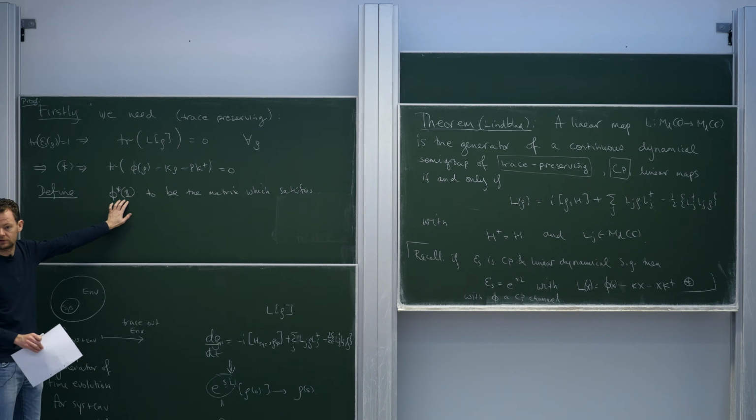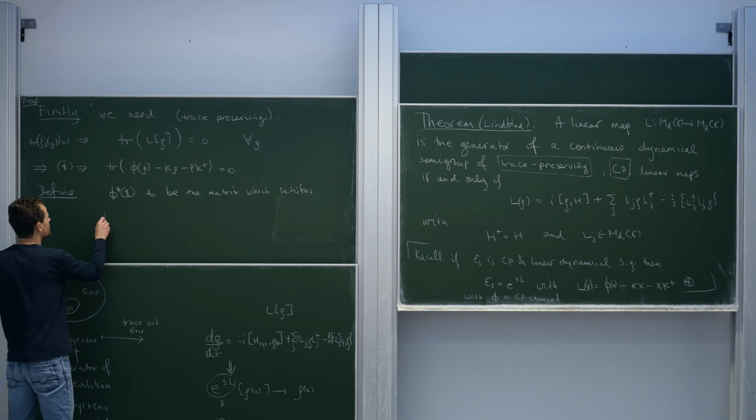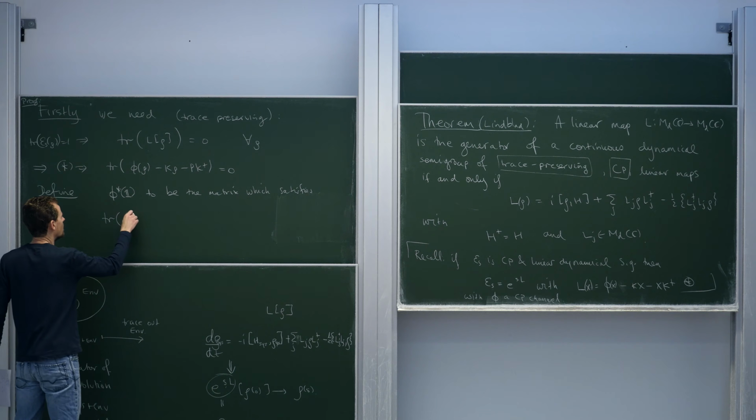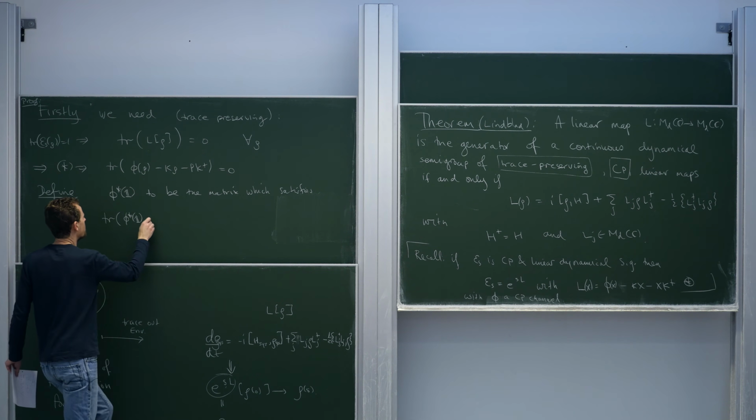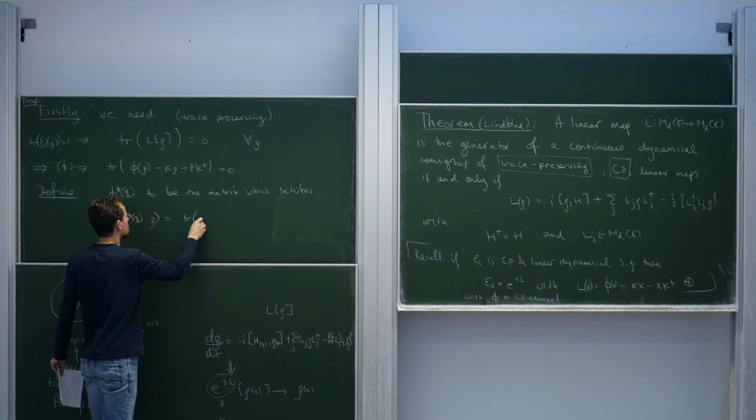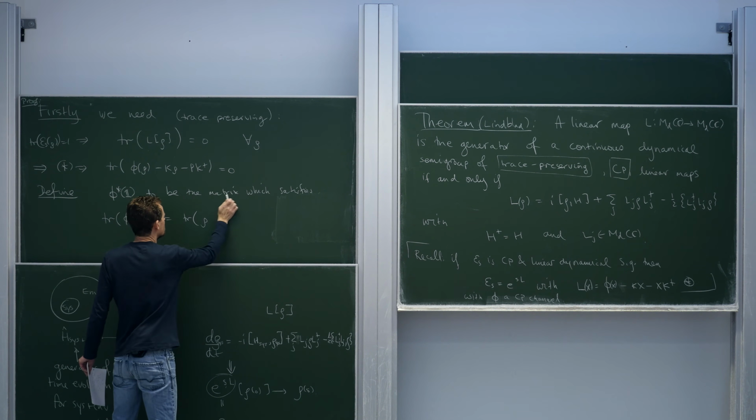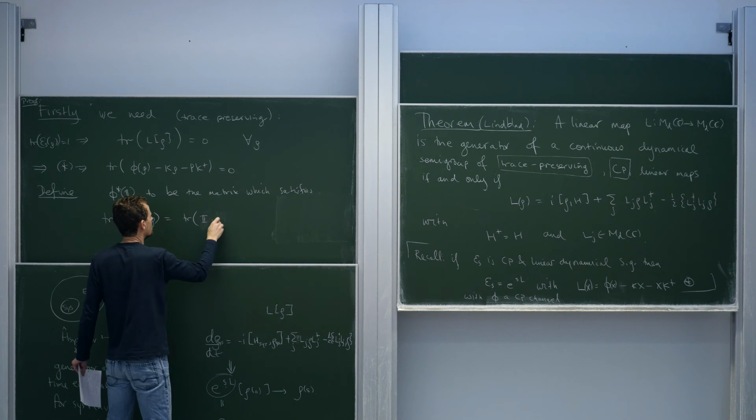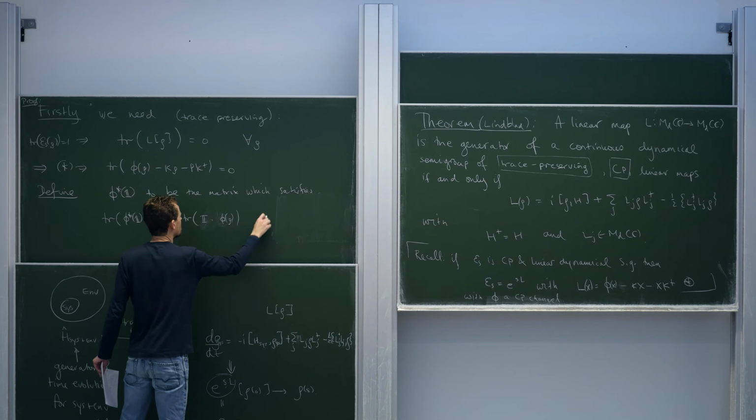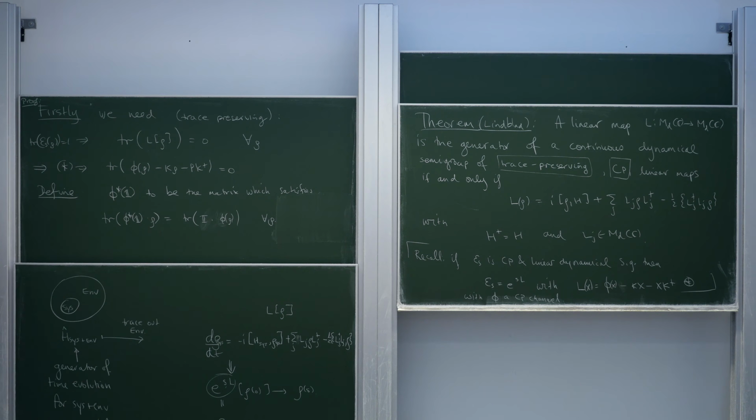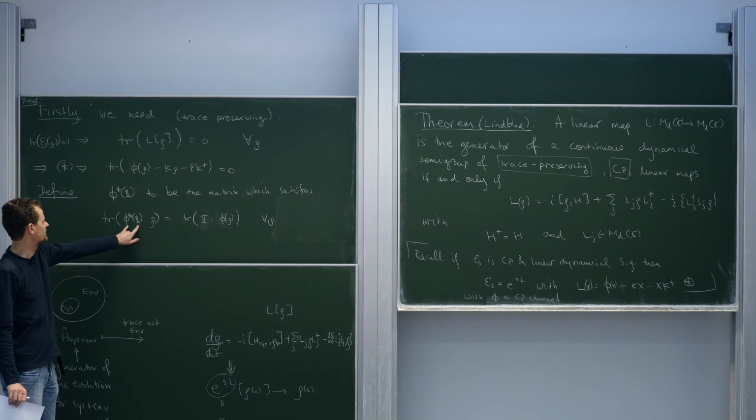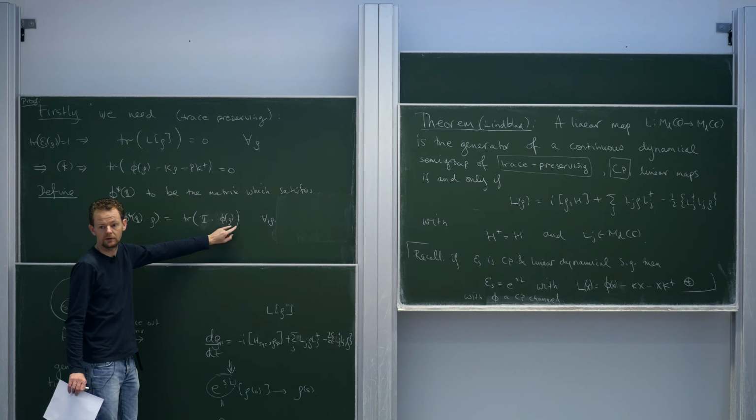We're going to introduce a new matrix here, which you won't have seen before, phi star of the identity. So what is this matrix? Well, it's a matrix that satisfies the following equation. It's a matrix that has the property that its trace against rho, for all rho, is exactly the same as just doing the trace of phi on rho.